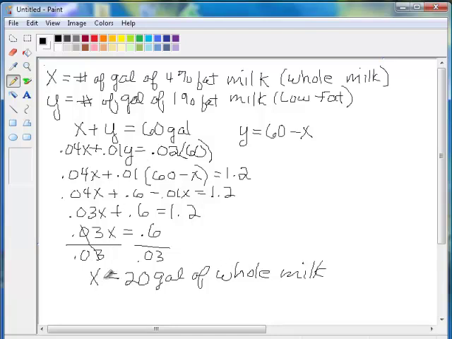So I'm going to take this 20 gallons for X and put it back into this equation up here. So I will have 20 for X plus Y equals 60. Subtract 20 from both sides. And we get Y is 40. So we have 40 gallons of low fat.